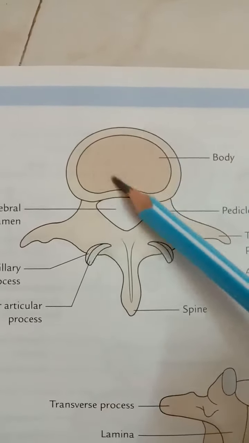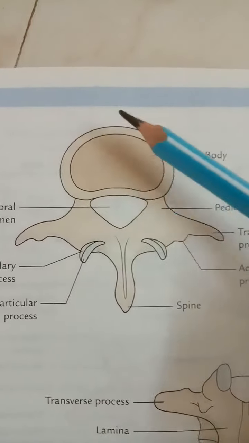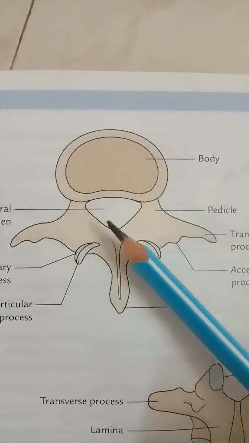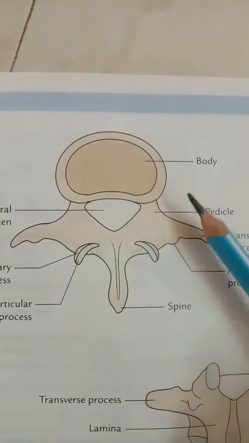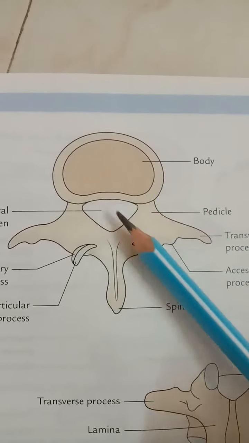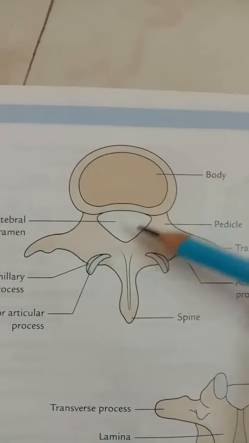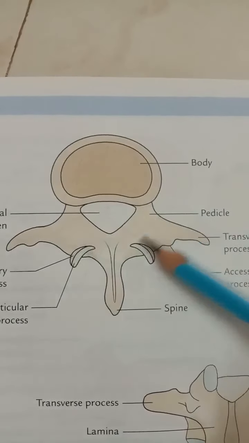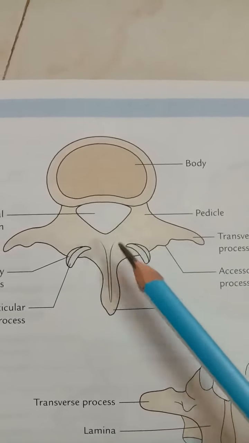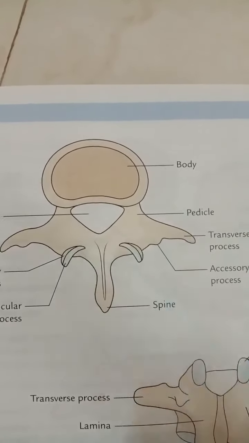The body is large and wider from side to side than from front to back. The height of the body is slightly greater anteriorly than posteriorly, and this difference occurs due to the forward convexity of the lumbar spine. Then the vertebral foramen, this one. You can see it is triangular in shape and larger than in the thoracic region but smaller than in the cervical region.